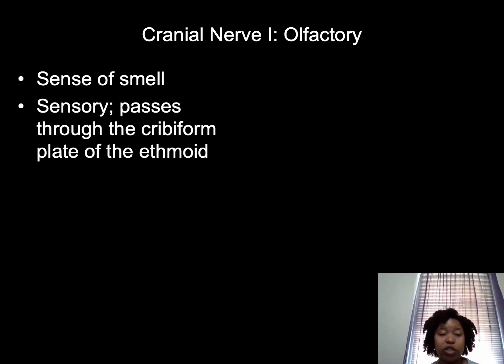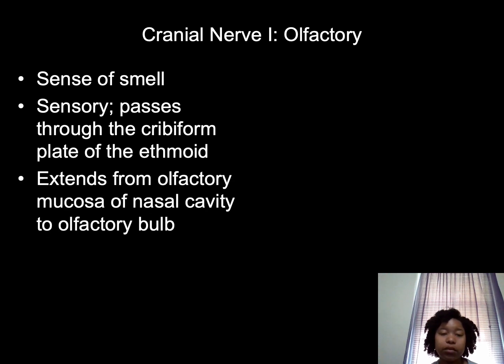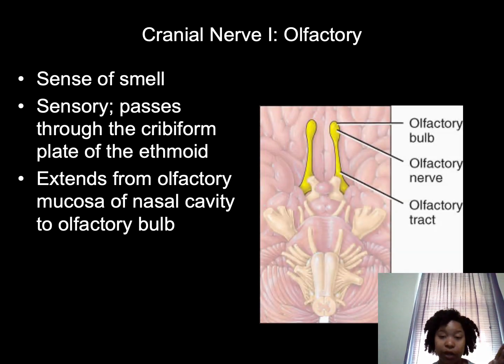It's got sensory information that goes through it. So it passes through the cribriform plate of the ethmoid, and this extends from the olfactory mucosa of the nasal cavity to the olfactory bulb. So the olfactory mucosa that are present in the nose has innervation from the olfactory nerve that extends from there all the way up to the olfactory bulb that is in the brain. The olfactory bulb is right here on the end, and the olfactory nerve is coming down, and this is the olfactory tract that information will run down.